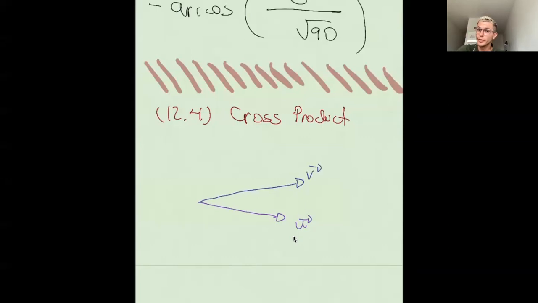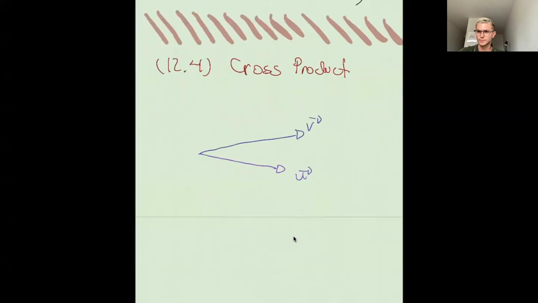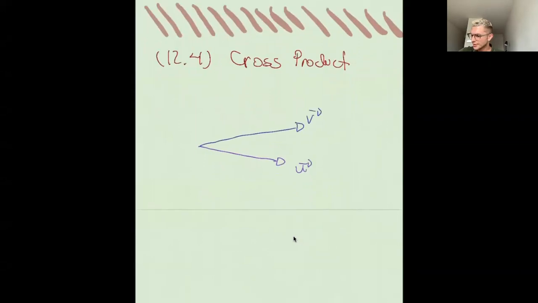You have two vectors u and v as before, and now we're going to define a new multiplication between them. We're going to define something that's called the cross product, which is u cross v. Basically the idea is that when you did the dot product you got a number. When you do the cross product you actually get a new vector.